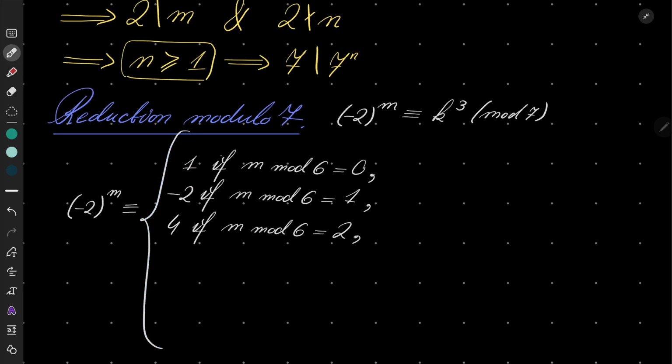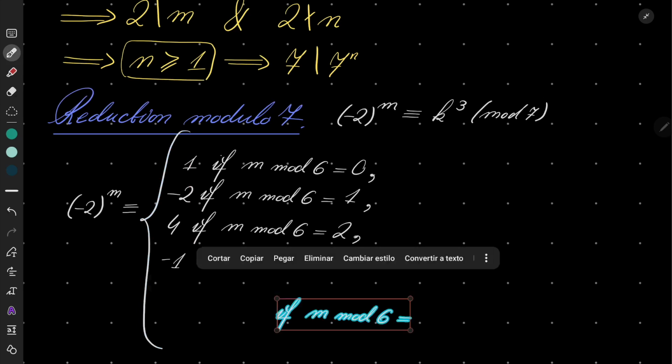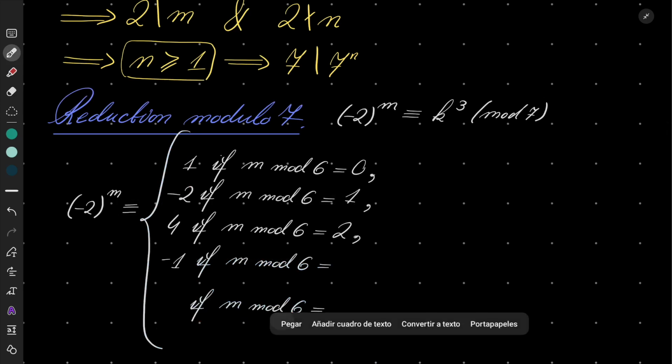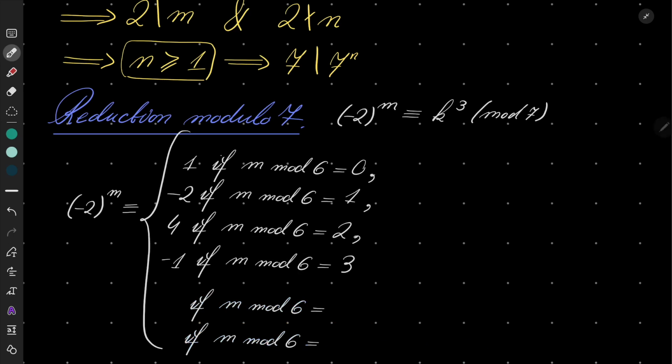Okay, it will be -1 if the remainder will be 3. It will be 2 if the remainder is 4, and it will be finally -4 if the remainder is 5. You can check it manually, it's pretty easy. And then (-2) to the power of 6 is 64, and 64 is again congruent to 1, and the cycle repeats itself.